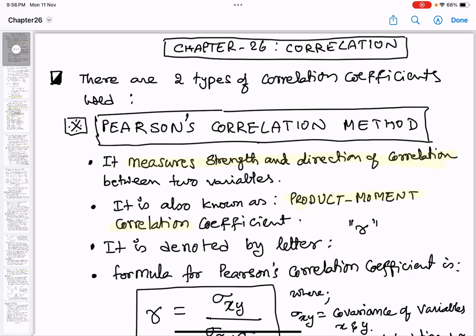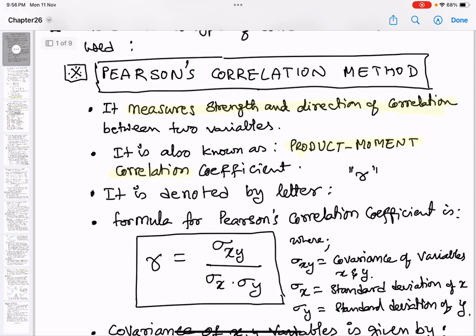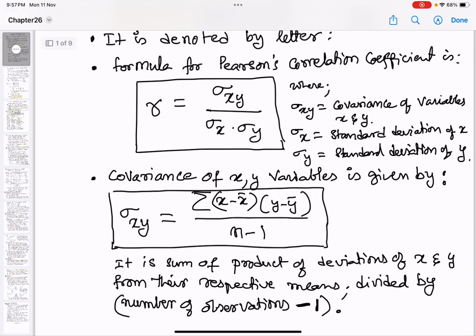So there are two types of correlation coefficients which are used. The first is Pearson's correlation method. Pearson's correlation method basically measures the strength and direction of correlation between two variables, and it is also known as the product moment correlation coefficient, and it is denoted by R. So whenever we have the term product moment correlation, you need to know that it is talking about Pearson's correlation method.